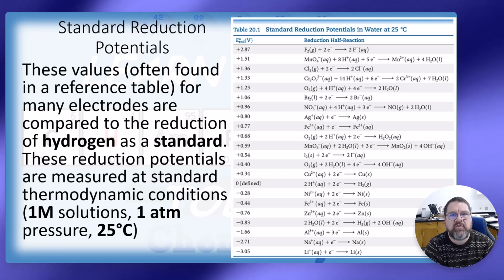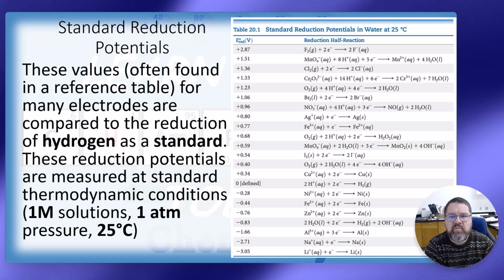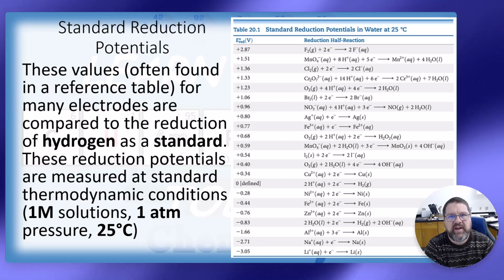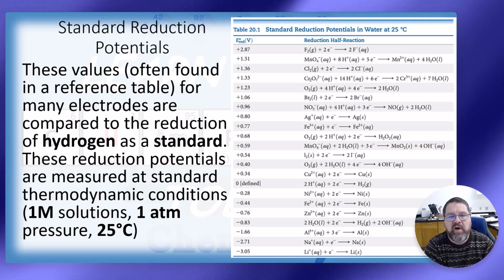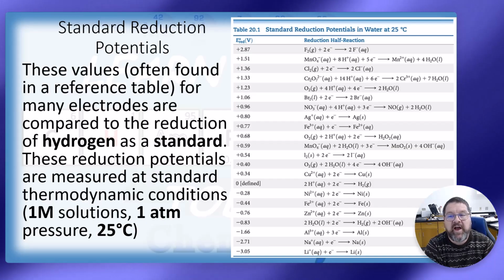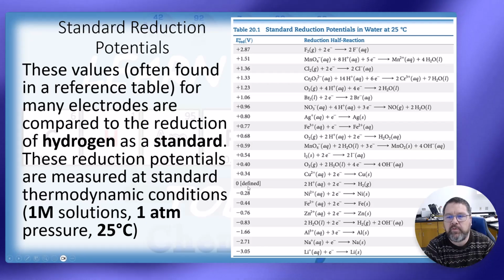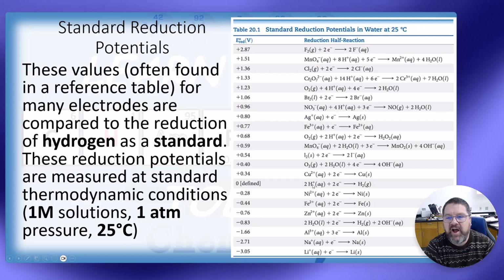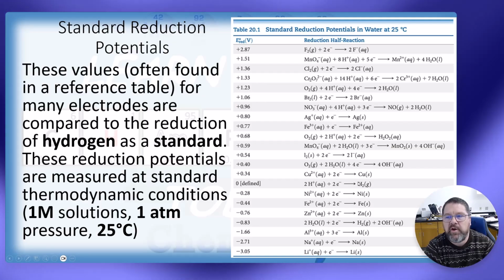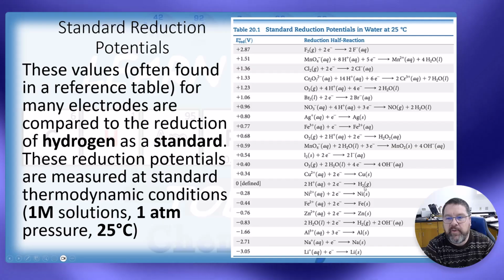But what the standard reduction potentials do is compare against a reference value. And the reference value that's typically always used is hydrogen. And if you look here, you can see about 2/3 of the way down it says 0 defined, and it's for the reduction of hydrogen ion from hydrogen plus 1 to hydrogen in its elemental state.